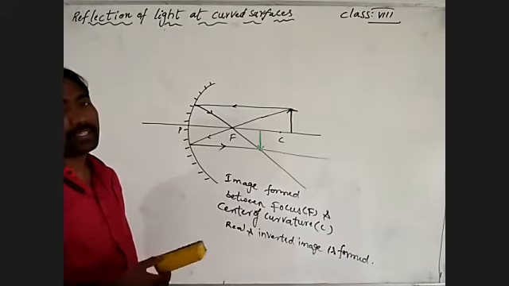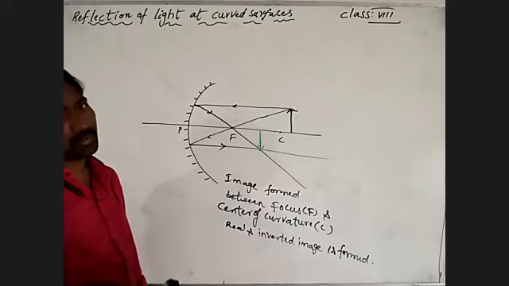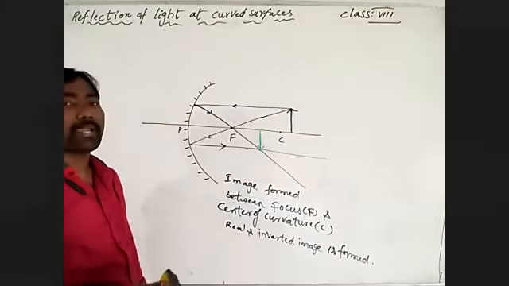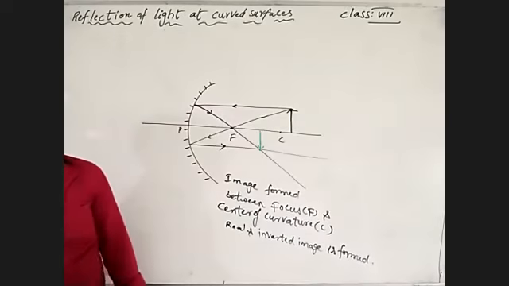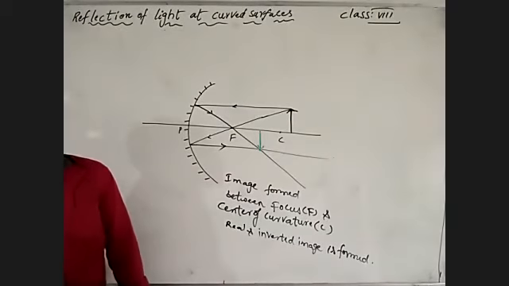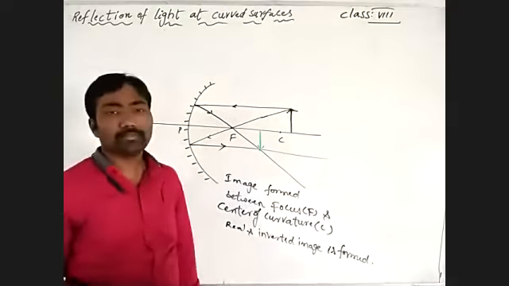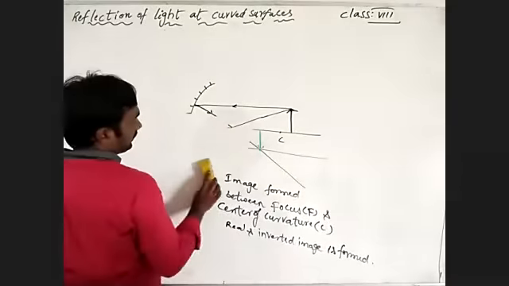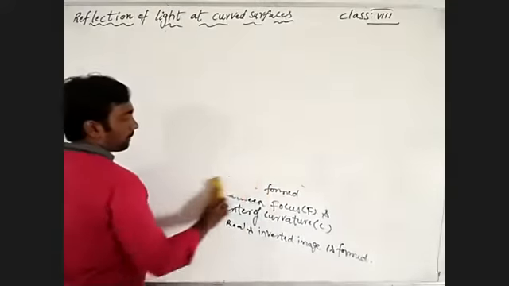And the third situation we discussed: the object is placed between focus and center of curvature, the image is formed beyond the center of curvature, highly magnified or enlarged, real and inverted. When the object is placed beyond the center of curvature, the image is formed between focus and center of curvature, real and inverted, and a diminished image.